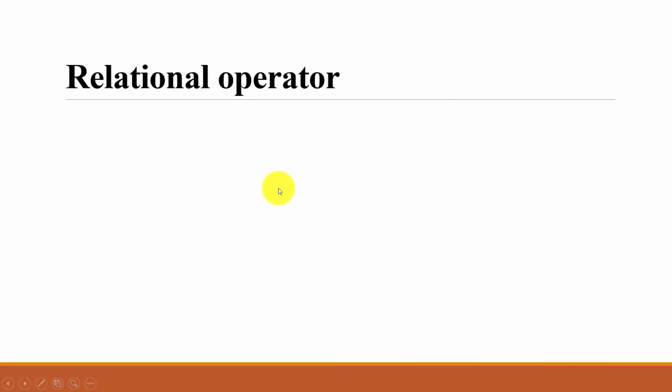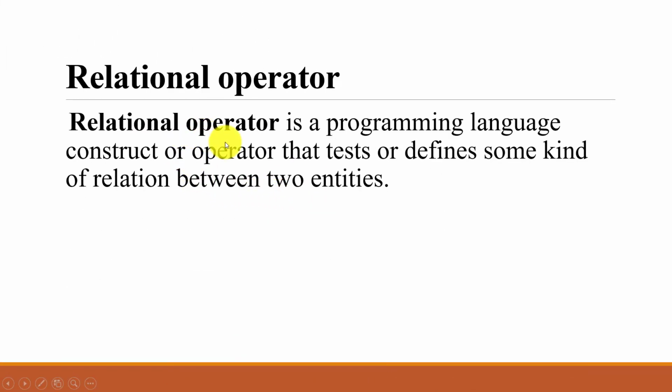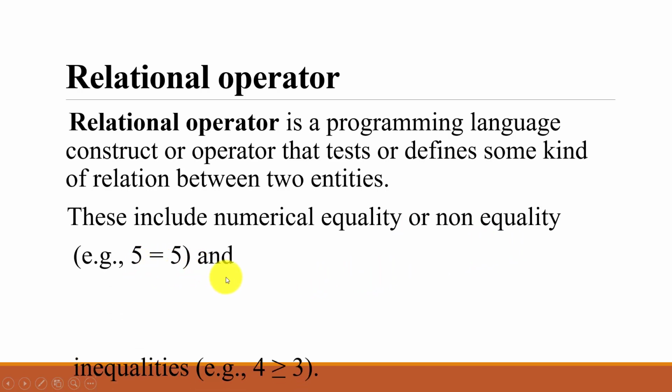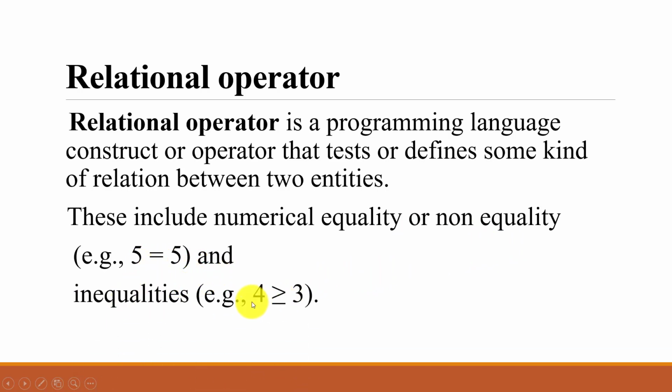So what is a relational operator? A relational operator is a construct which is going to test something or test a value, or it defines some kind of relation between two entities. That is, we require two values and we are going to test some condition, that is numerical equality or non-equality. For example, 5 equal to 5, and inequality like 4 greater than or equal to 3. That is the relational operator.